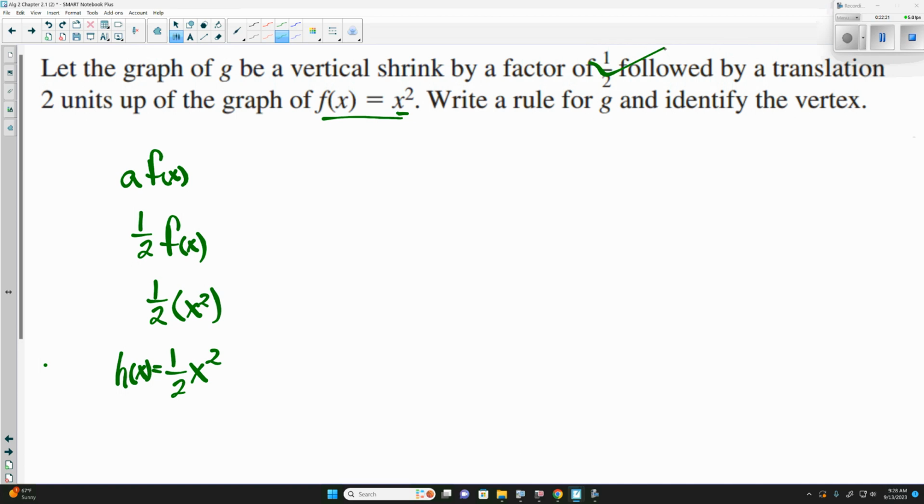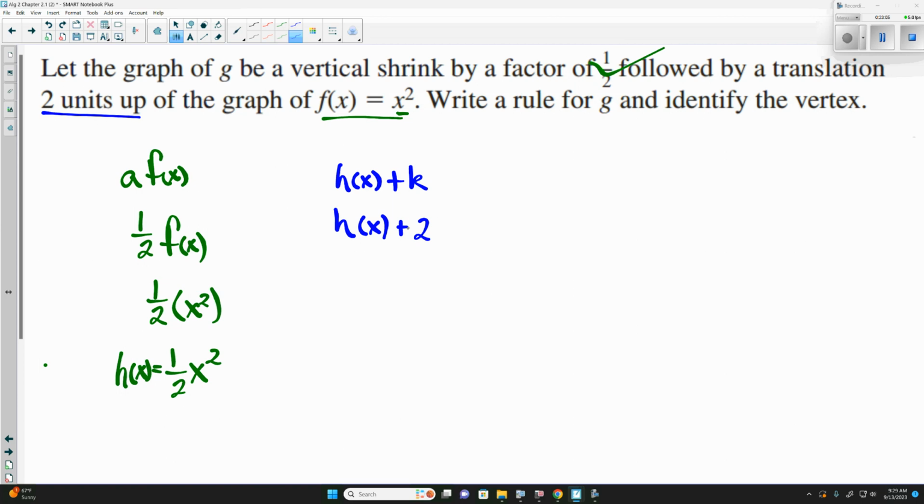First step done. And a followed by translation of 2 units up. So our vertical translation is our previous function, which we called h of x, plus our k. I'm just using h of x because that's what we called the function after we did our first transformation to it. Now our value of k is what? 2. Would it be positive or negative? It's going to be positive since we're moving up. Just like the last one, we called it negative because we moved down.